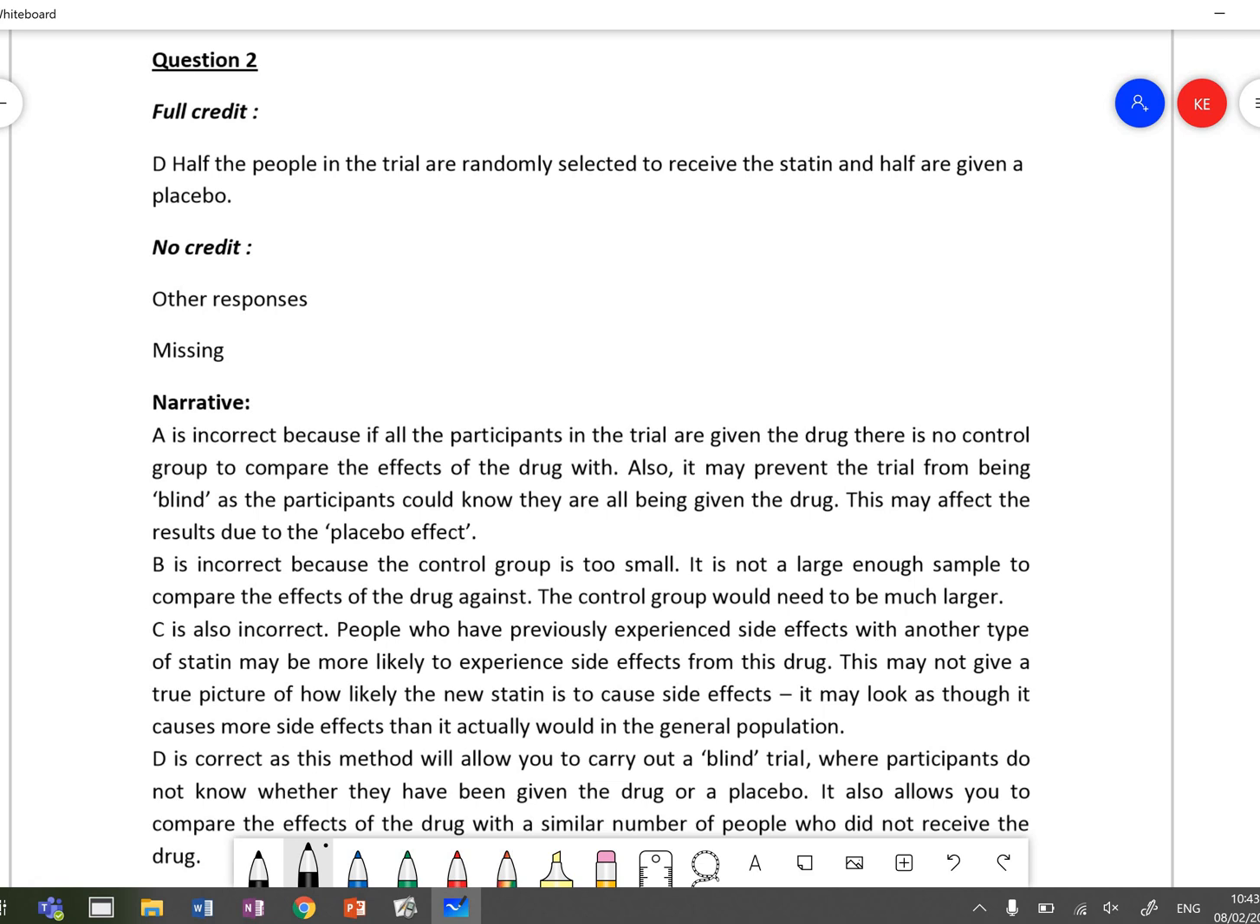So what we should have for this question is that half the people in the trial are randomly selected to receive the statin and half are given the placebo. That allows you then, as you can see down there at the bottom, to carry out a blind trial. Participants don't know if they've been given the drug or the placebo, so it's allowing you to compare the effects of the drug with the effects on people who haven't received the drug.